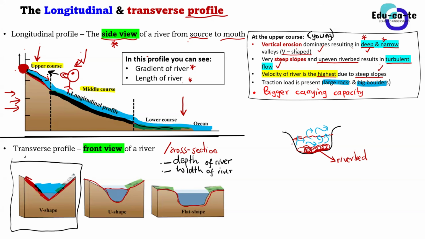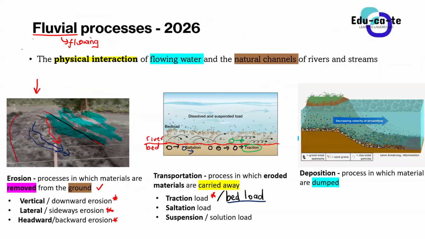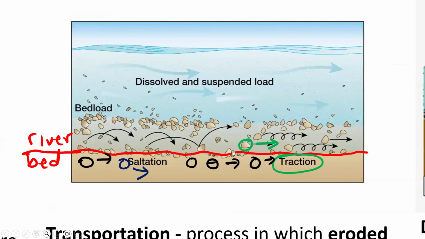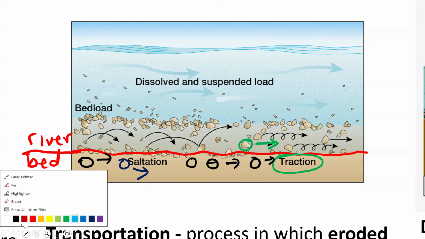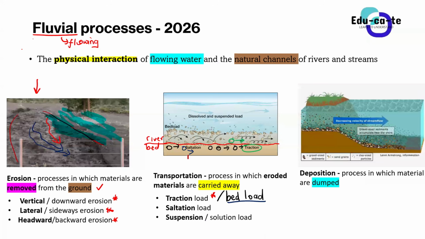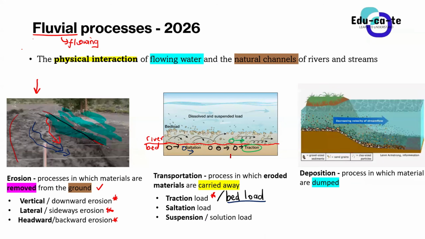The water just shifts them. I still remember explaining to you last time that with traction load, we have those rocks that are being pushed by the water downstream. Those rocks are big and they are heavy, so they are just being washed down, slid down. This is otherwise known as the bed load. The traction load, we can say, is the bed load. It just moves along the riverbed.